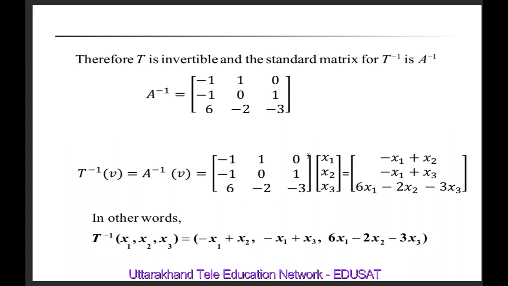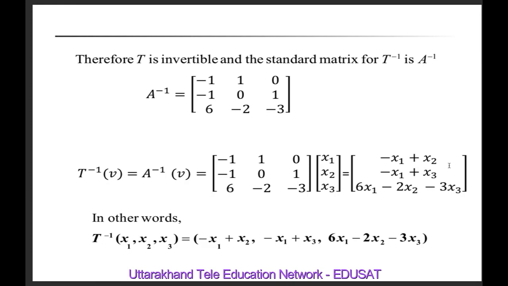minus 1 into x1 plus 1 into x2 plus 0 into x3, means minus x1 plus x2. For the second element, minus 1 into x1, 0 into x2 plus 1 into x3. So minus x1 plus x3. Again for the third element, 6 into x1 minus 2 into x2 minus 3 into x3. So 6x1 minus 2x2 minus 3x3.